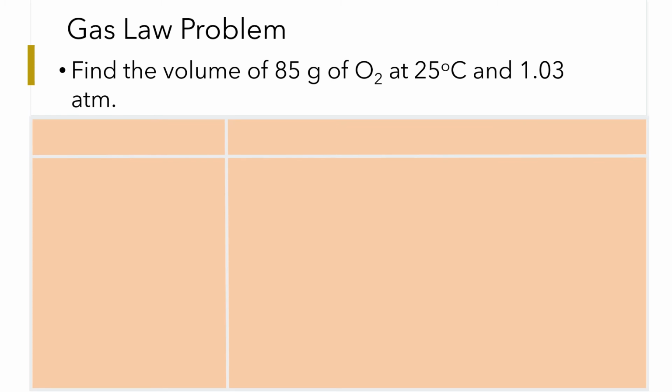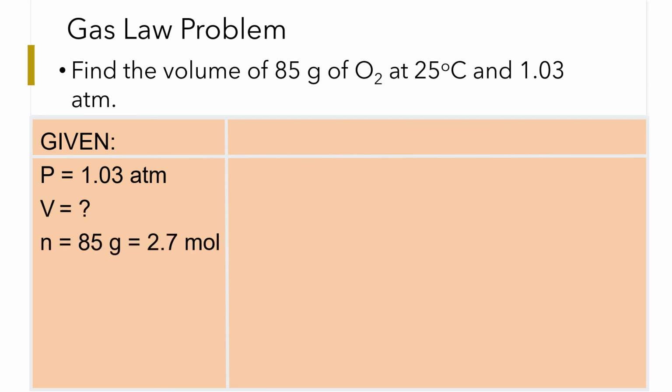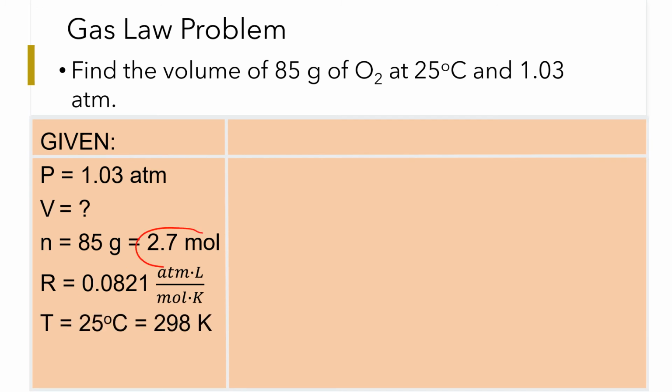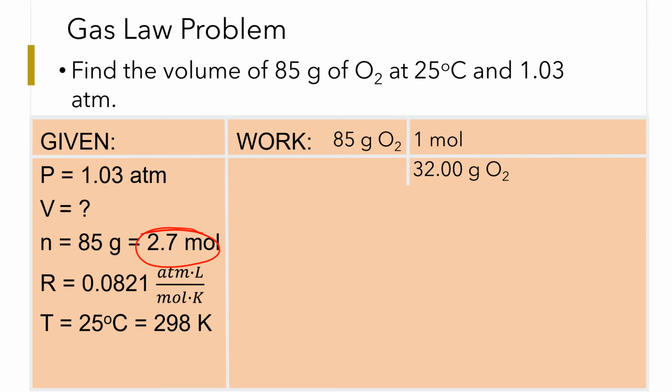Another problem. Find the volume of 85 grams of oxygen gas at 25 degrees Celsius and 1.03 atmospheres. Again, list the givens on the side in the order of the equation per PVnRT. So P, V, n, and again, we're going to see how we got that. Moles, R, T. So how did I get 2.7 moles? I need to convert my 85 grams of oxygen gas into moles of oxygen gas. So that's what we're going to do right here. So start off with 85 grams, plug in the bottom with the molar mass, on top is moles, and we get 2.7 moles.